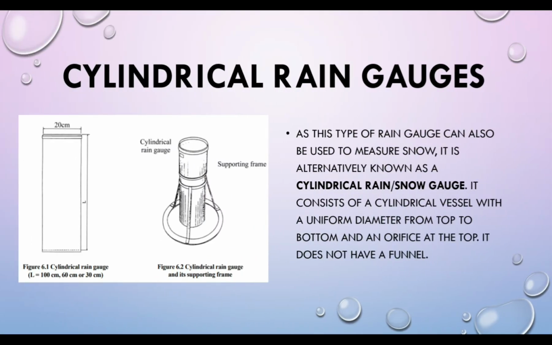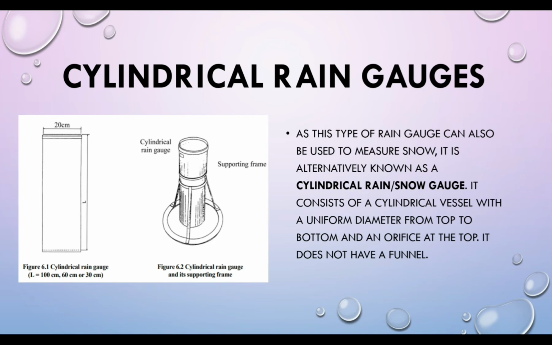Cylindrical rain gauges. As this type of rain gauge can also be used to measure snow, it is alternatively known as a cylindrical rain or snow gauge. It consists of a cylindrical vessel with a uniform diameter from top to bottom and an orifice at the top. It does not have a funnel.